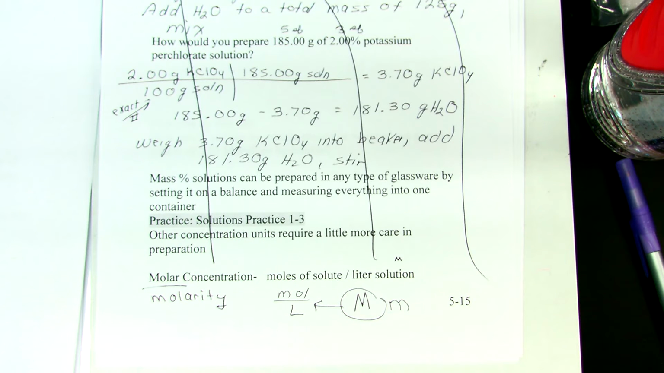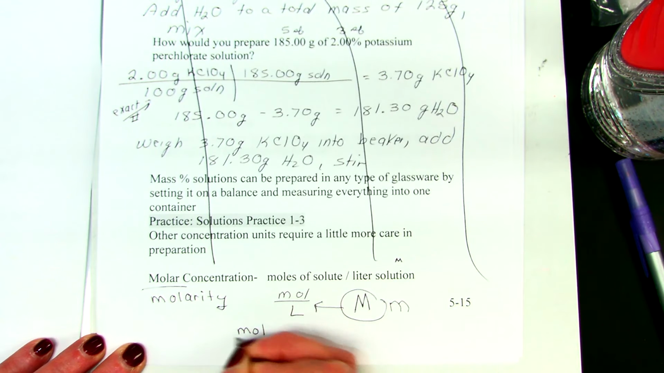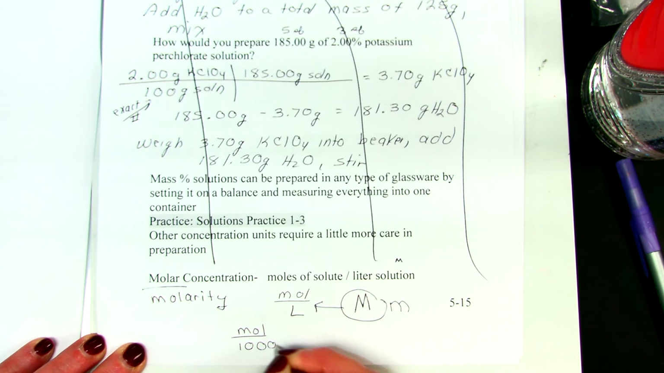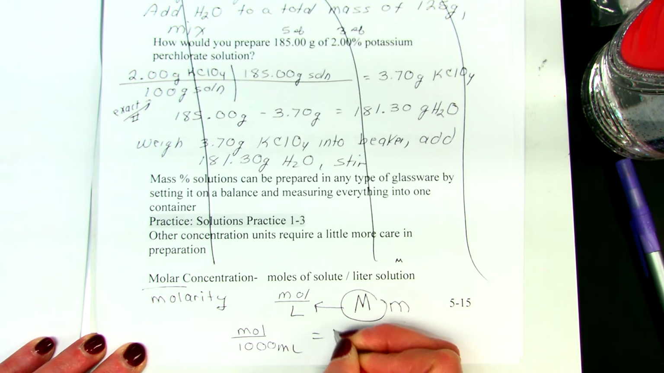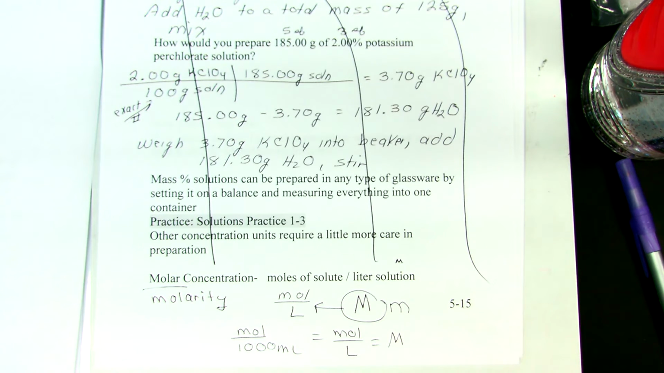A lot of times we measure our volumes in milliliters instead of liters. So if you're trying to do a calculation problem where you have milliliters and you have moles per liter, you need to change milliliters and liters. So sometimes you'll see me write moles per 1,000 mils. And that's the same as moles per liter, which is the same as the uppercase M, molarity.